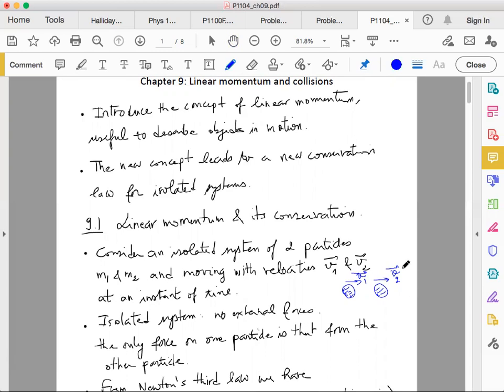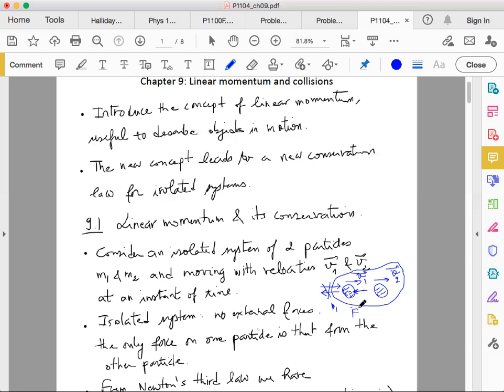So since the system is isolated, what does this mean? It's as if we make an imaginary boundary between the system and the external environment. An isolated system means that there is no exchange of energy between the system and the external surroundings. So there is no exchange of energy, and therefore that means that there are no external forces acting on this system. So if we look at the particle M1, we can say that the only force acting on the particle M1 is that exerted by M2.